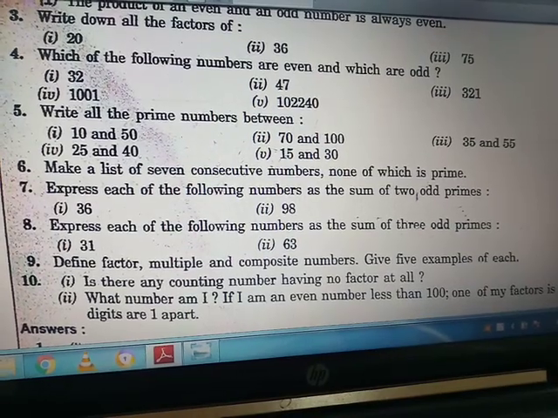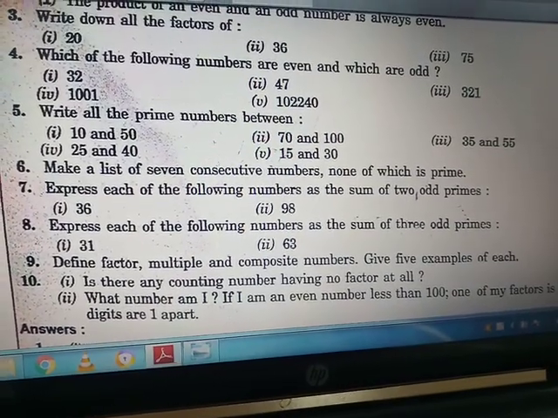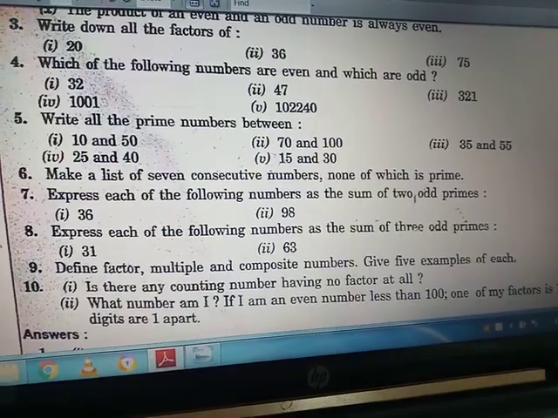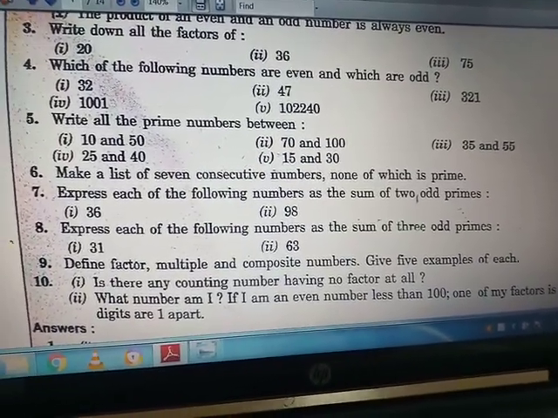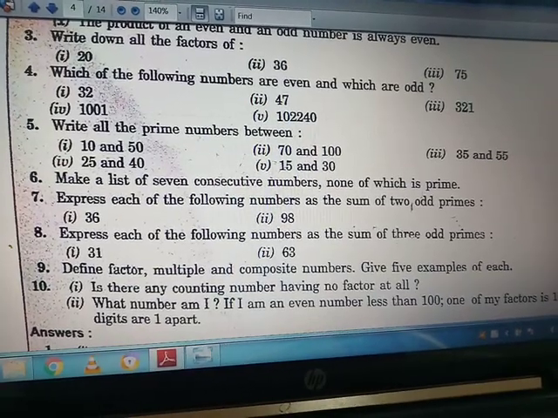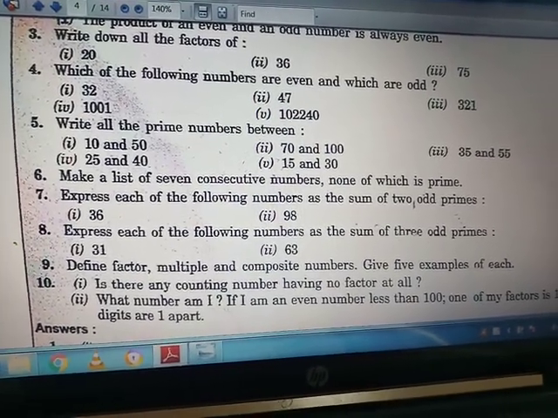35 to 55, 25 to 40, and 15 to 30. This is your assignment work. Okay, questions number 3, 4, 5 are your assignment work, and question number 2, which was true and false, this is also your assignment work.